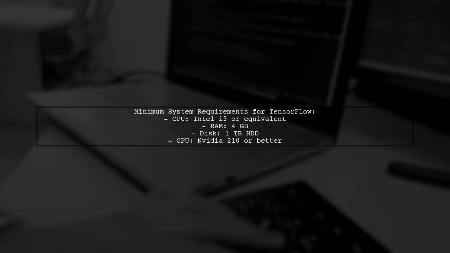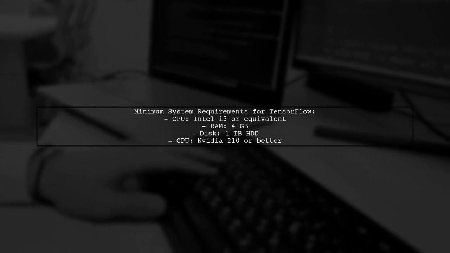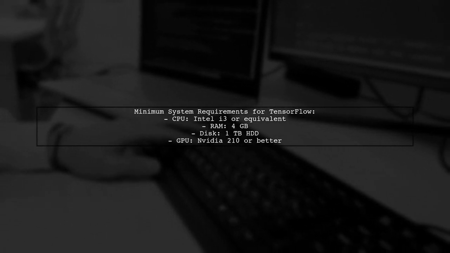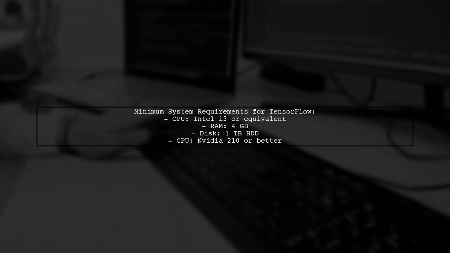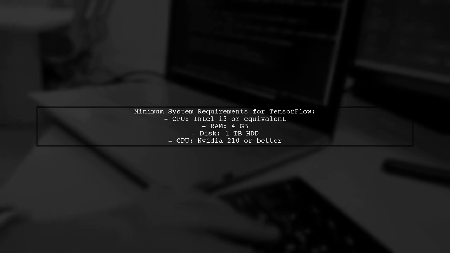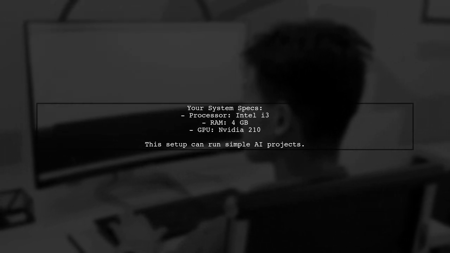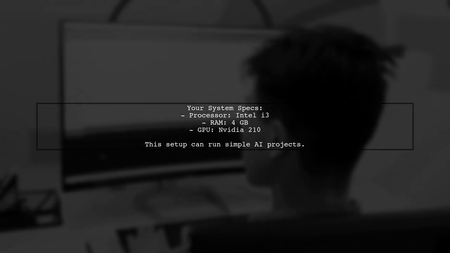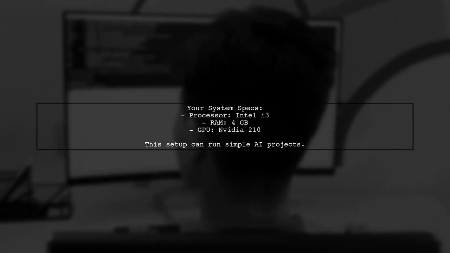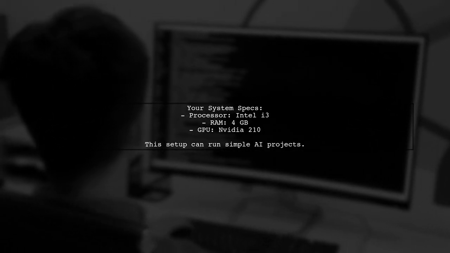Let's start by discussing the minimum system requirements for running TensorFlow. For a simple project like image recognition, the requirements are relatively modest. Your system specifications include an Intel i3 processor, 4 GB of RAM, and an NVIDIA 210 GPU. This configuration is on the lower end, but should be sufficient for basic projects.